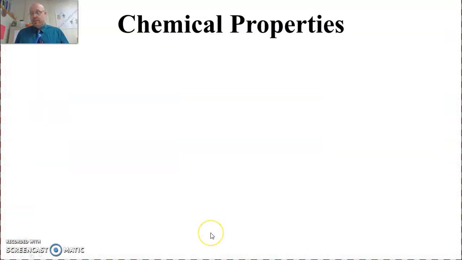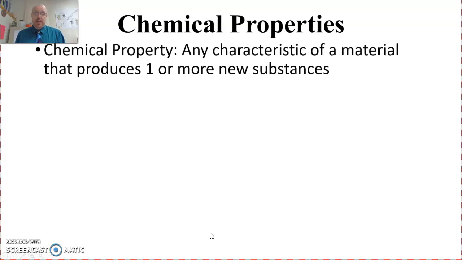Chemical properties. We've talked about physical properties. Let's talk about chemical properties. A chemical property is any characteristic of a material that produces one or more new substances. This is the ability to make something new.